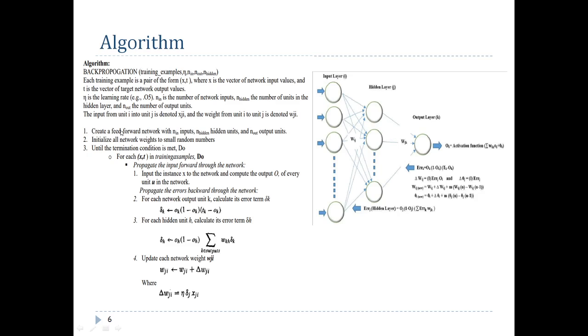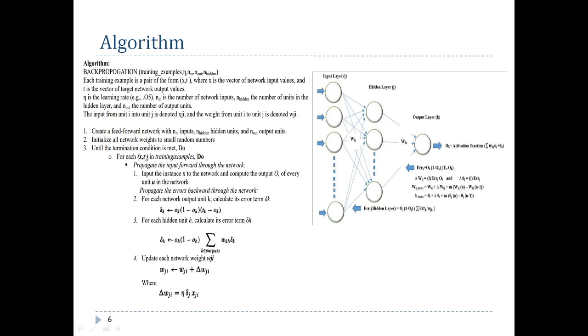In the first step, create a feed forward network with the number of input units in the input layer, the number of hidden units in the hidden layer, and the number of output units. Then initialize all network weights to small random numbers. Using random numbers we generate the weights for these layers. Then, until the termination condition is met, we give a termination condition and a number of iterations that these algorithms should execute.